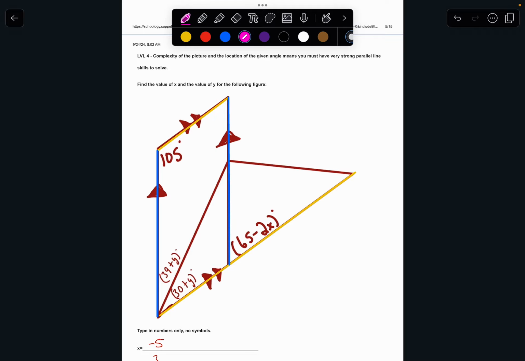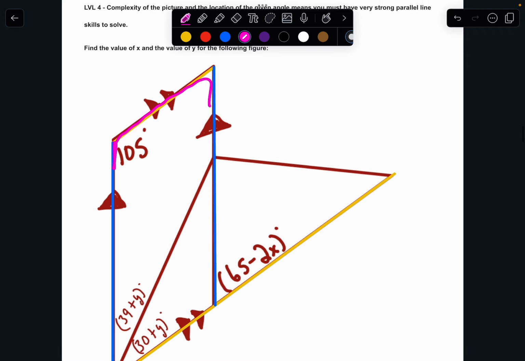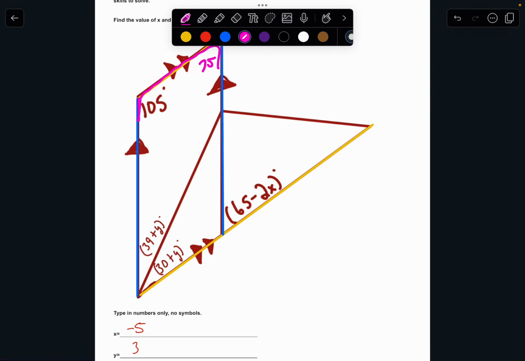I'm going to do this quickly, but we know the 105. 105 has a blue side. I could go this way, blue with blue. So this corner would be 75. Now this is tough, my friends. So this corner is 75.